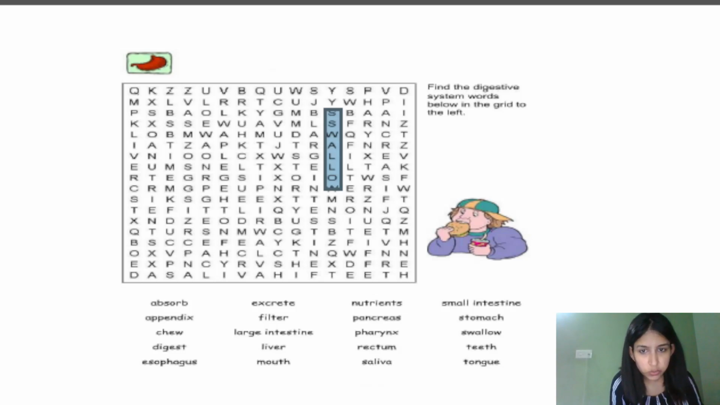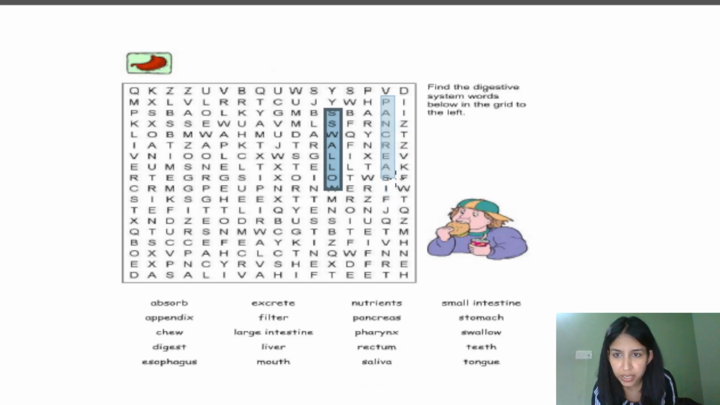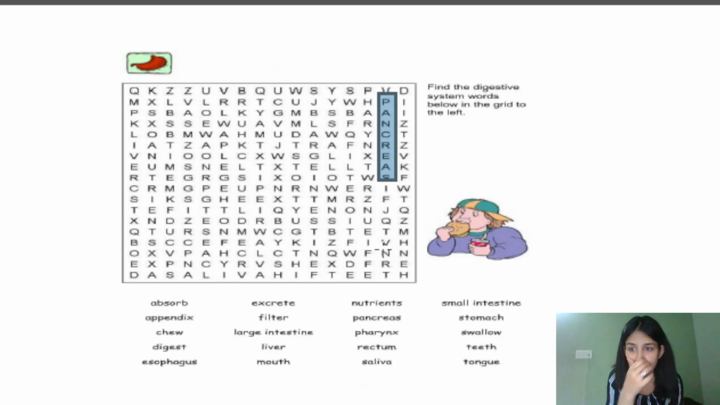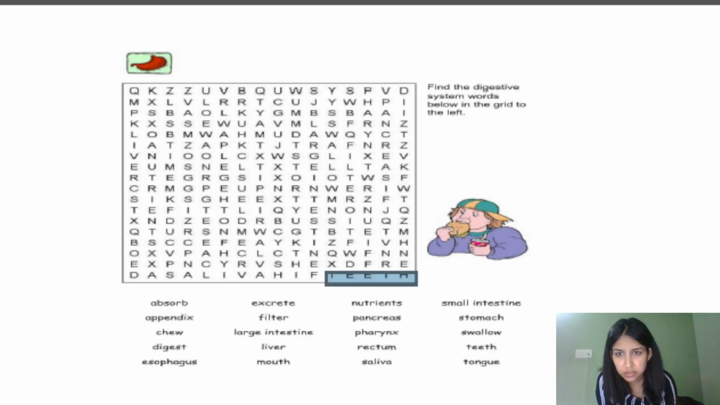What other words can you see? Very good students. We can see pancreas also. There we have pancreas. So we have found pancreas and swallow. What other words can you see? We have another word here, that is teeth. We have found teeth as well, then pancreas, swallow as well. Very good students. You are doing great.